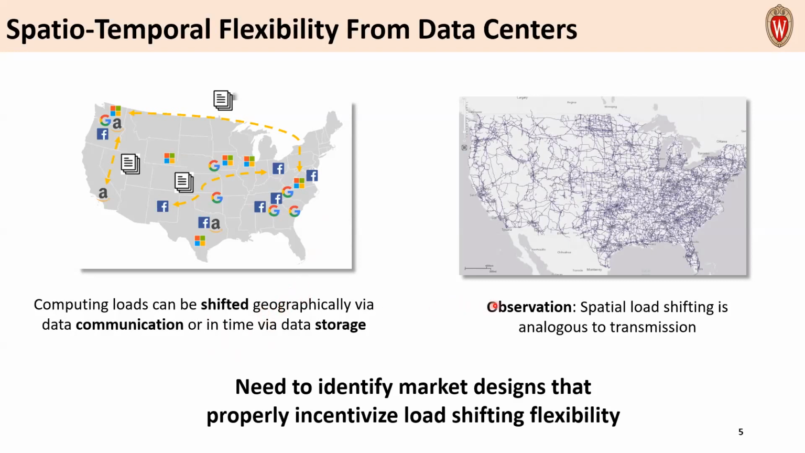An observation I want to make here is that load shifting in space is similar to transmission lines in that they are both matching electricity demand and supply across different places. However, the current market designs that we know of so far do not capture this type of load shifting flexibility, and we need to identify markets that can properly incentivize that.